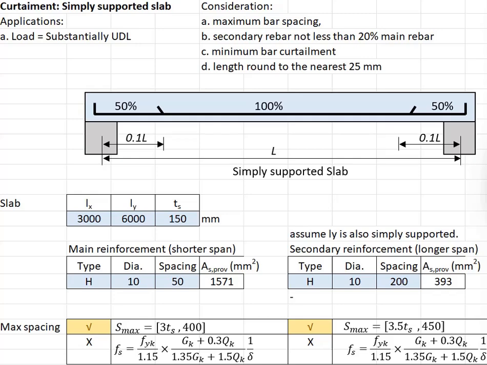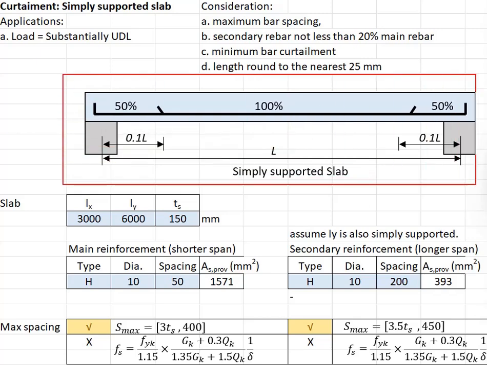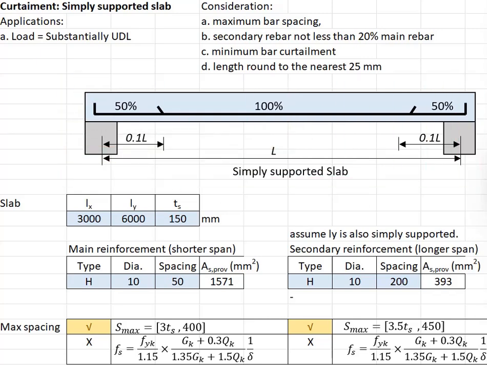Hi, previously we talked about the curtailments of reinforcement bar in simply supported beam and also continuous beam. Using the simplified rules of doing the curtailment, today we're going to try an example doing the curtailments of reinforcement bar for a simply supported slab. We use the simplified rules as demonstrated in the diagram here to do the curtailment.